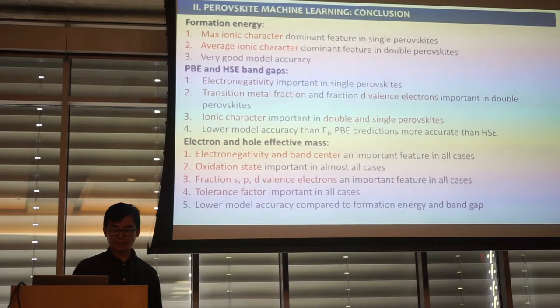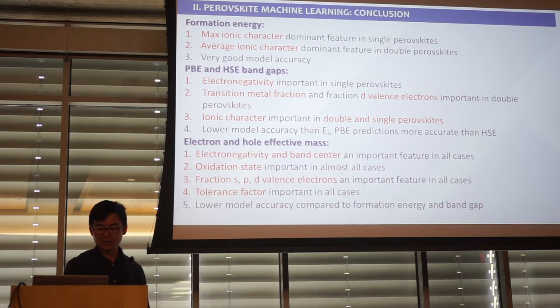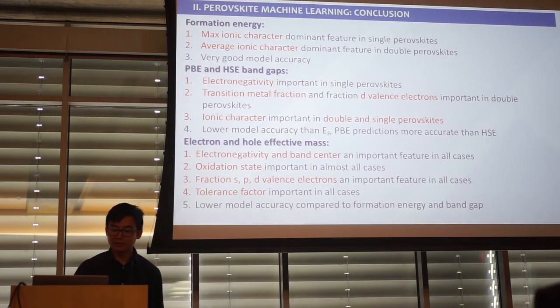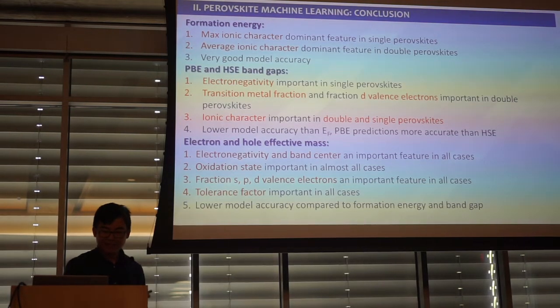Okay. So in conclusion, we looked at the formation energy, the band gap, and the effective masses. We determined that the ionic character is very important in both single and double perovskites, and we thought we had a very good model accuracy, but might need to look into that again.